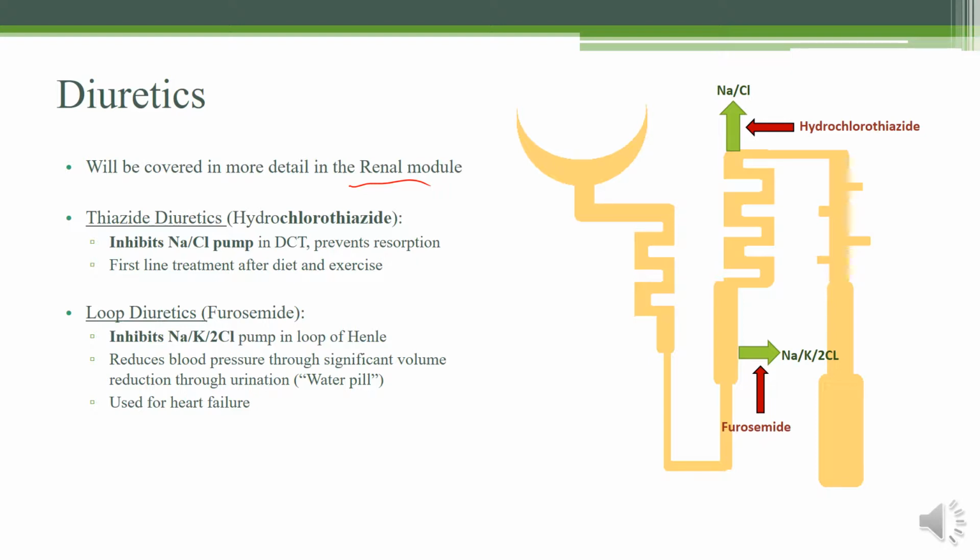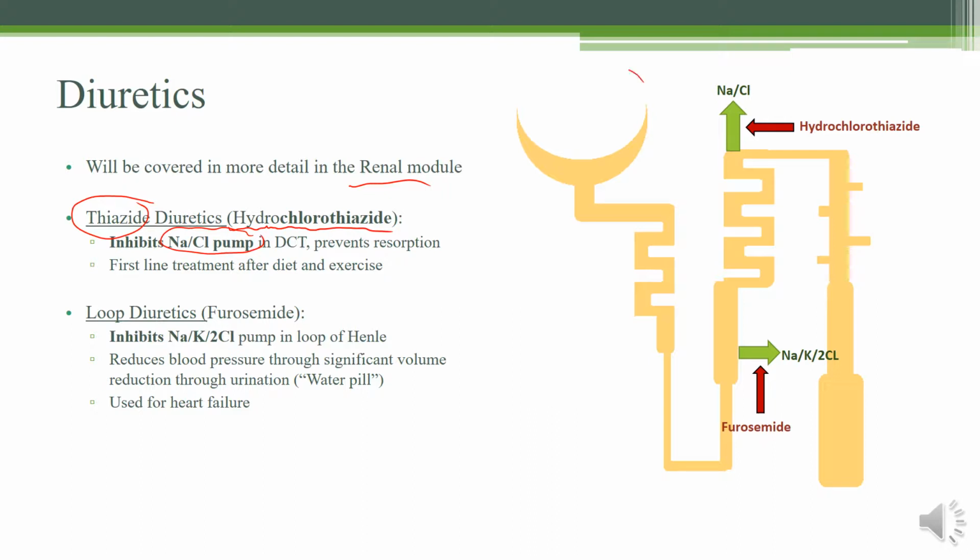One of the most important ones is going to be thiazide. Thiazide diuretics usually have the thia in their name. For example, the most common one is going to be hydrochlorothiazide, or HCTZ. And these ones inhibit the sodium chloride pumps in the distal convoluted tubules.